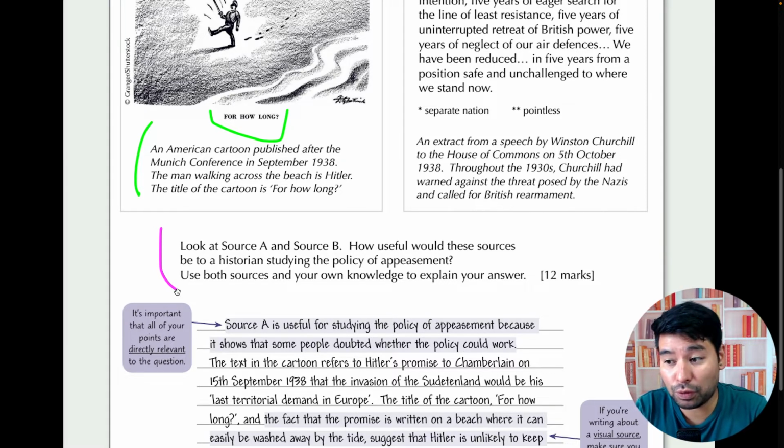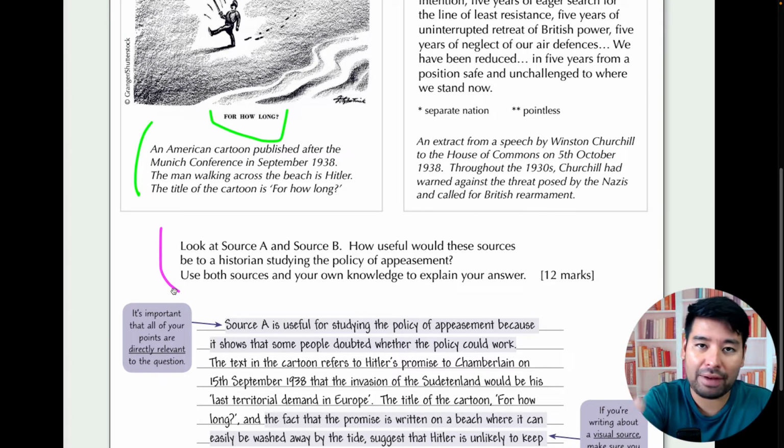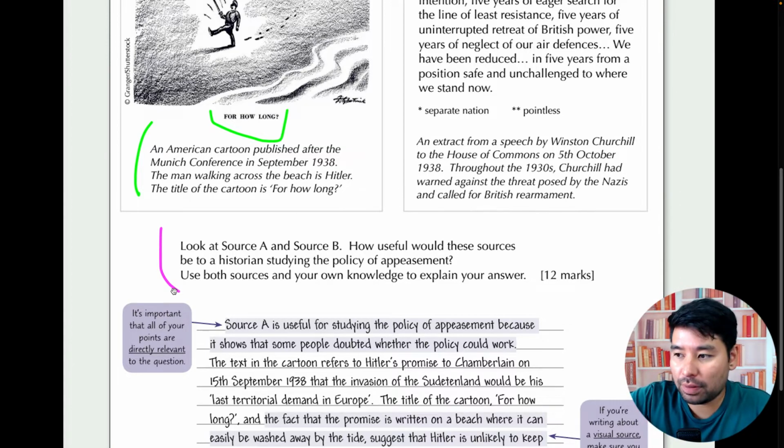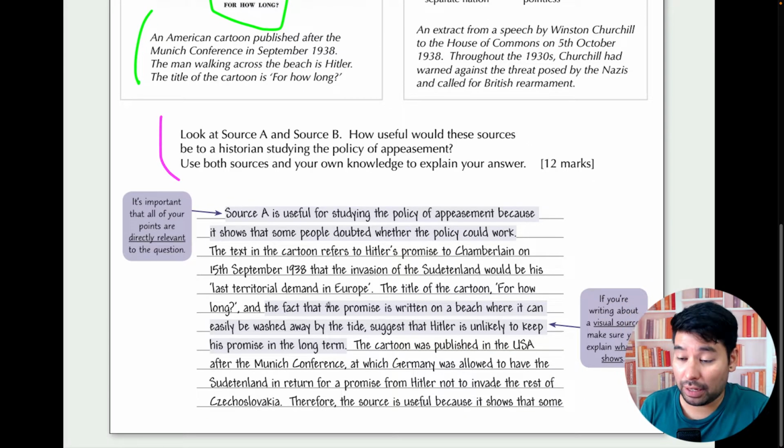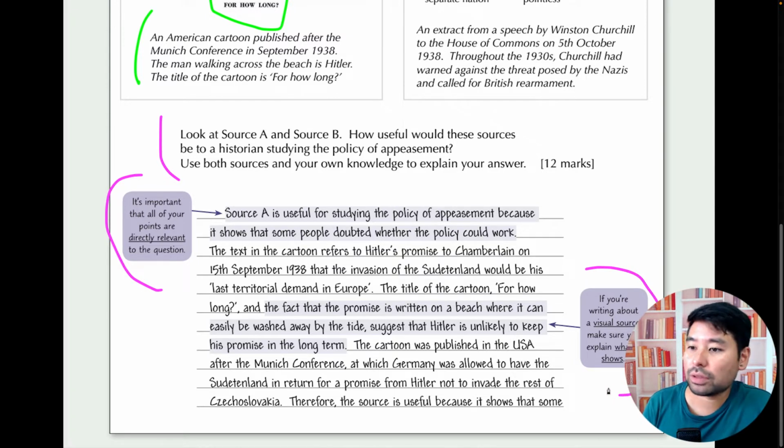So use both sources and your own knowledge, your own information. What do you have? Google, like the things that you know apart from the book, and explain your answer. So I'm going to read here for you the answer, and I'm going to read the notes because we have some notes explaining why they use it. Okay, so again, this is a sample answer. In this page here, you don't have to do anything, just read, just follow me.